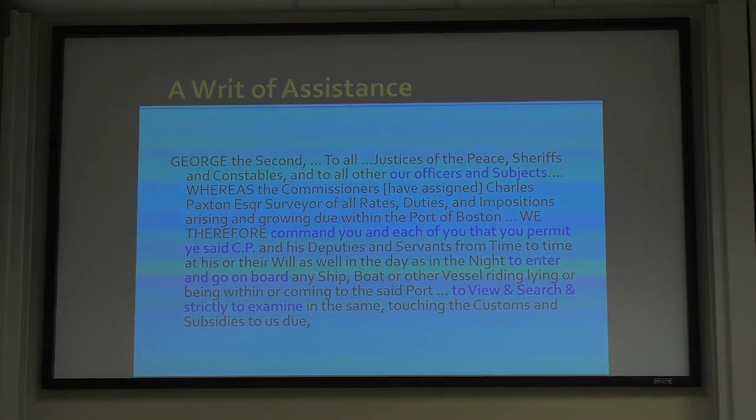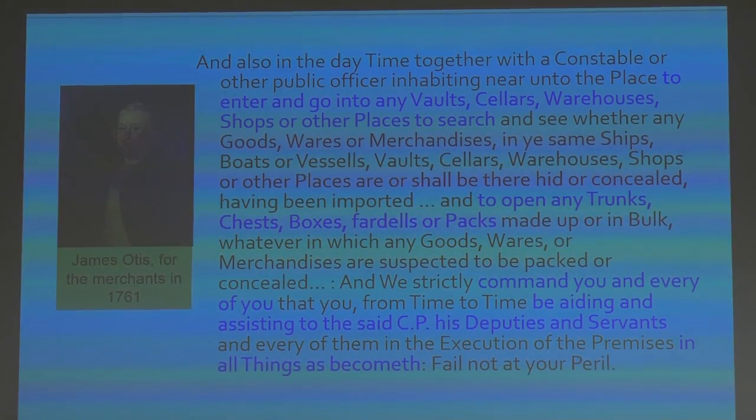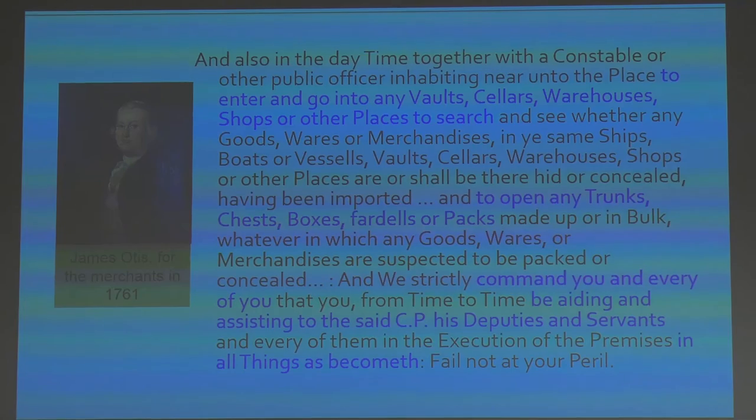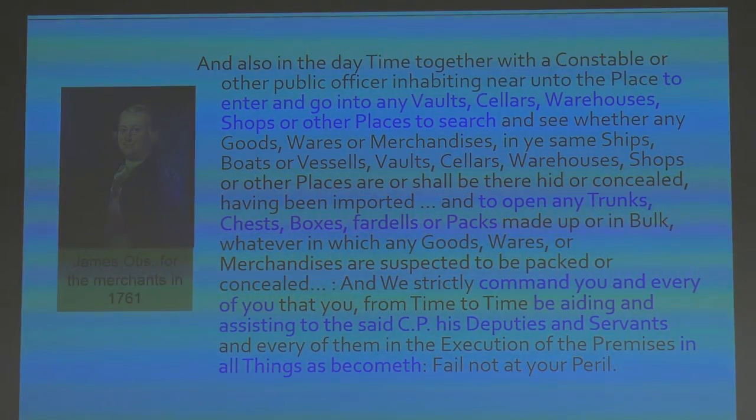So I'll read you a few passages here. There's kind of a long clearing of the throat and introduction, George II, that is the king, to all who receive this document. Anybody, I command you now that you permit this person holding the writ to view and search and strictly to examine whatever property they want to examine. I'm going to move to the next language here. These agents can go into any vaults, cellars, warehouses, shops, or other places to search. You can go pretty much anywhere to search for anything that might be a smuggled good, a good where you have not paid the customs tax, the customs impost. And so you can go in and open any trunks, chests, boxes, parcels or packs, in today's language.